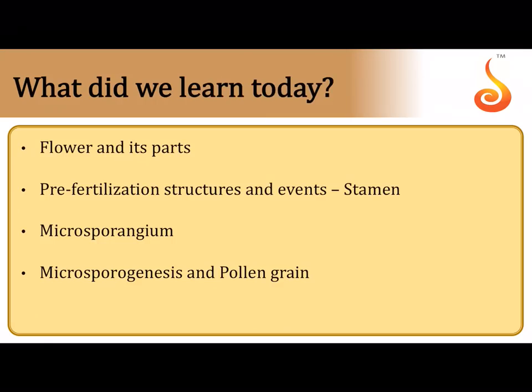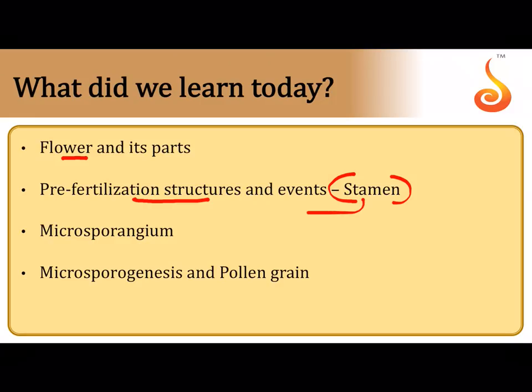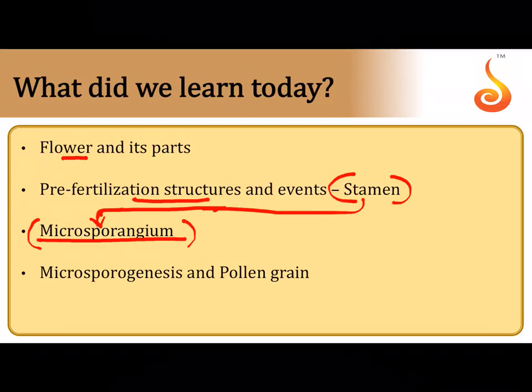So what did we learn in today's class? We learned the basic aspects of the flower and its parts, the essential parts and the non-essential parts. We learned about some of the events and structures which happen before fertilization. Specifically in the stamen, we saw there is the anther. In the anther there are compartments or chambers which are called thecae, and these chambers are called microsporangium. They have a tissue in the center called the sporogenous tissue, surrounded by several layers of walls. We saw the different wall layers in a young anther.